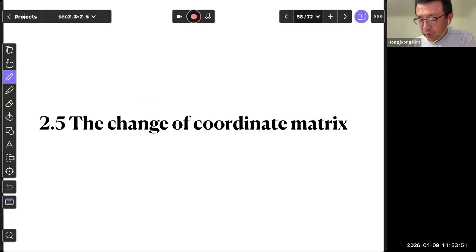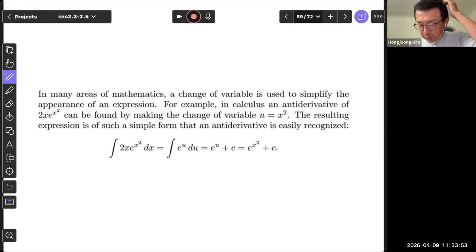Okay, then let's go to the next section. In many areas of mathematics, a change of variable is used to simplify the appearance of some expression. For example, in calculus, an antiderivative of 2x e to the x squared can be found by making some simple change of variable.